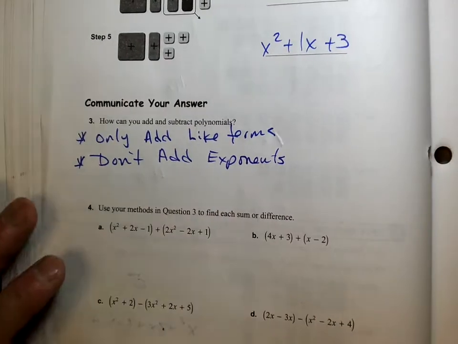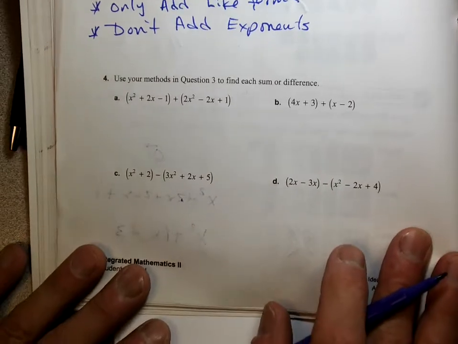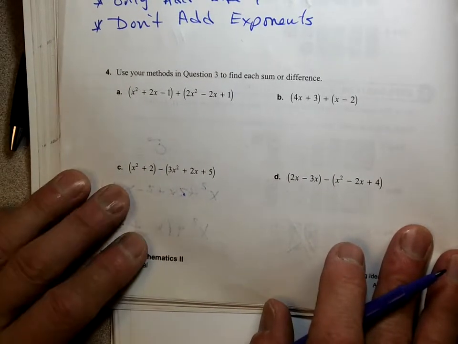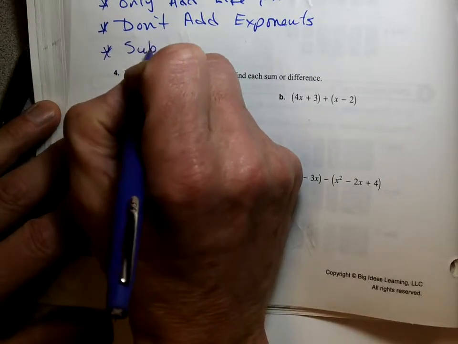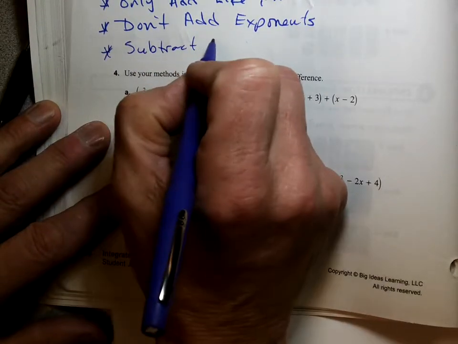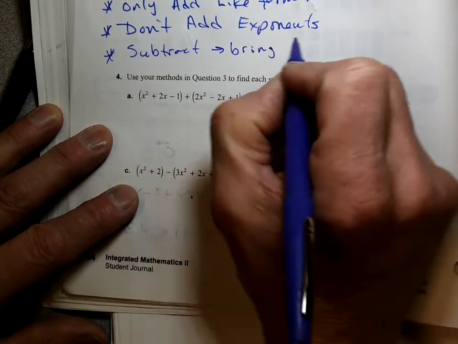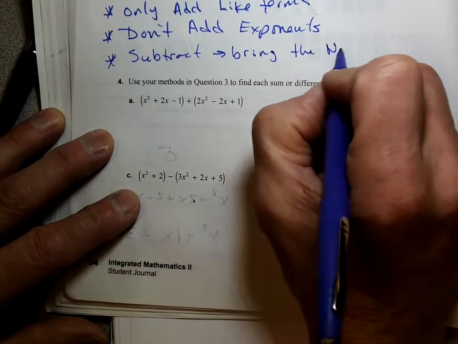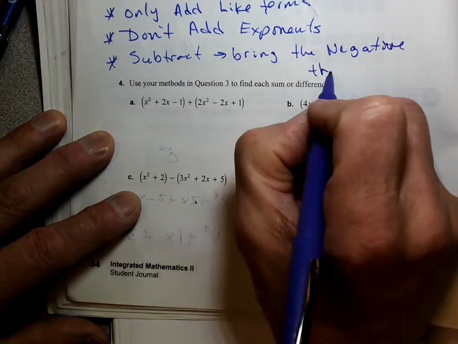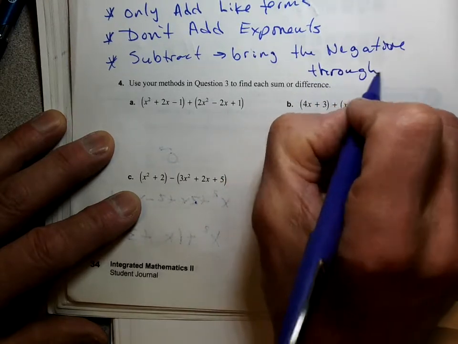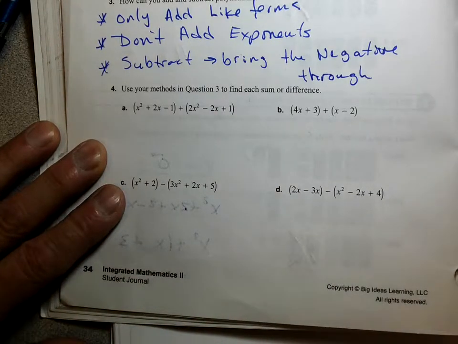So let's take a look at example 4. Oh, one more thing I want to put up here. When you subtract, we're going to bring the negative through. And I'll show you what that means. Okay, write that down. So when we subtract, we're going to bring the negative through, okay? Write that down, please.